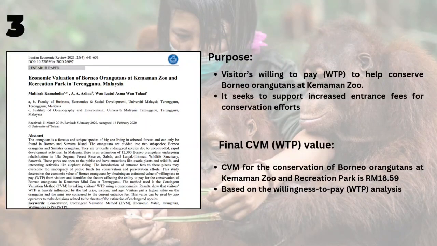Moreover, economic valuation of the Borneo orangutan at Kemaman Zoo and Recreation Park in Terengganu, Malaysia. The purpose is to help conserve the Borneo orangutan at Kemaman Zoo. It seeks to support an increased entrance fee for conservation efforts. And the final CVM WTP value is RM 18 ringgit 59 cents.